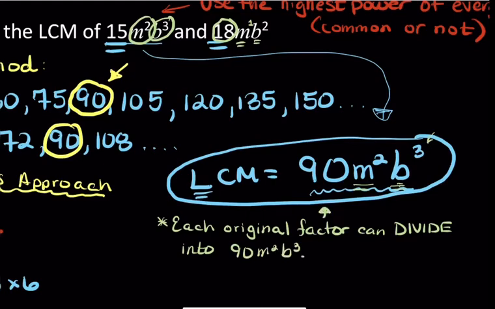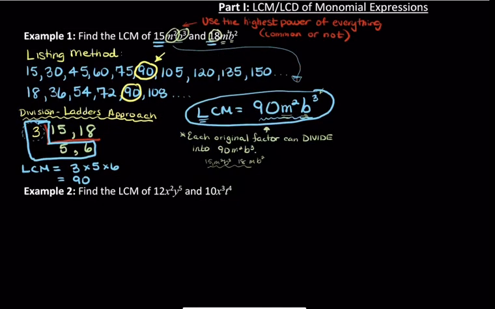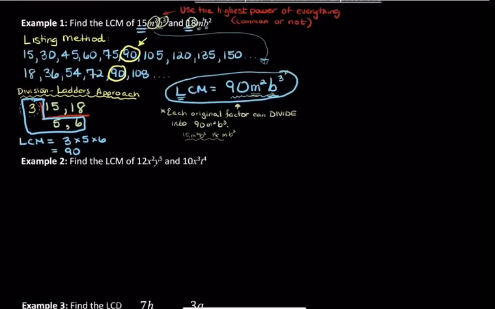So each original factor can divide into 90m squared b cubed. 15 divides. M squared goes into m squared. B cubed goes into b cubed. 18 divides into 90 evenly. M divides into m squared. B squared can divide into b cubed. So everything can go into it. That's how you know. So it's kind of weird. I know the L stands for least common multiple and you're using the largest one, but that's it. So that first example, I know we spent a lot of time on that one, but that really teaches the fundamentals of finding LCM.